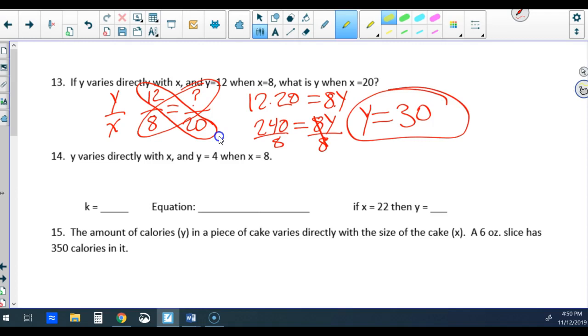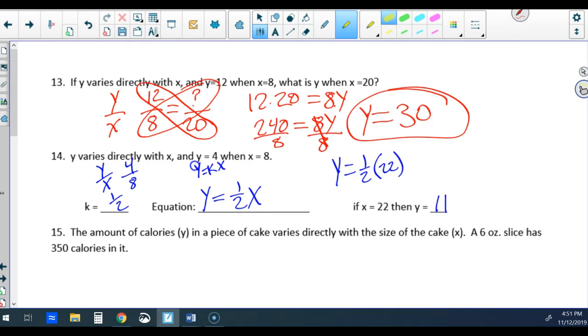Y varies directly with x, and y equals 4 when x equals 8. Now we have to find the k, the equation, and this y value over here. K is y over x, which is 4 over 8, which reduces to 1/2. Our equation now, y equals kx, is just going to be y equals 1/2 x. If x is 22, then y equals blank. Well, take my equation, y equals 1/2 of x. X is 22. Half of 22 is 11.